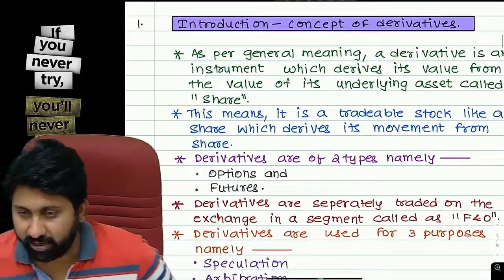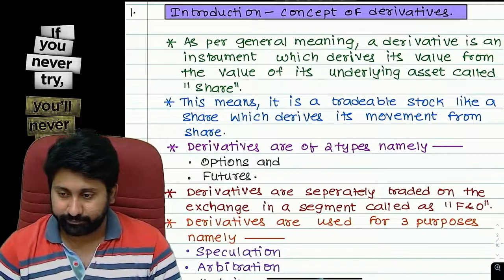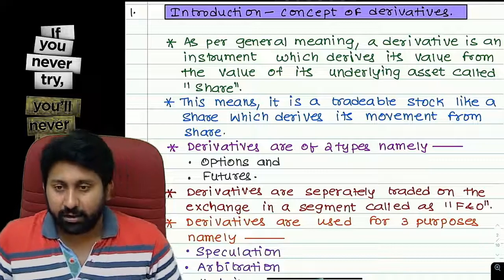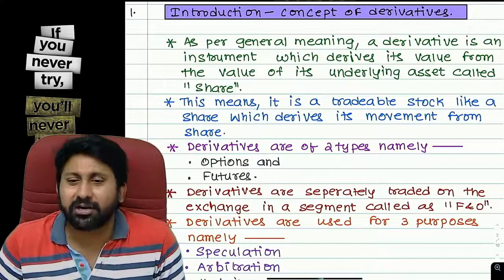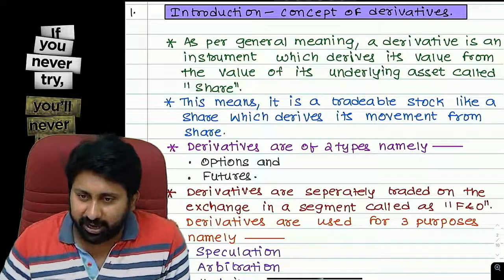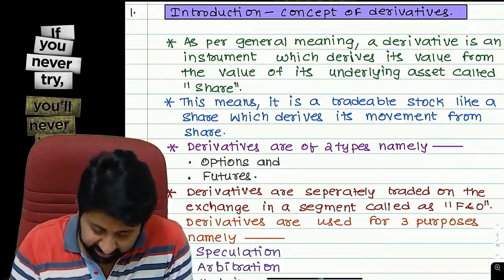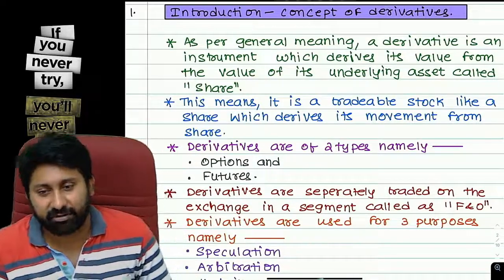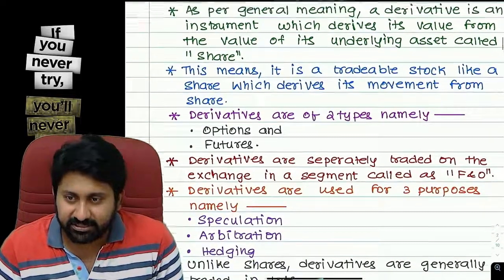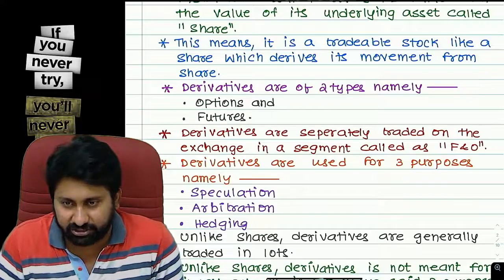Okay. From here, let us start with the introduction to the concept of derivative. As I already said, in general meaning, a derivative is an instrument which derives its value from the value of its underlying asset, such as a share. A commodity is also an underlying asset; I have written share. This means it is a tradable instrument which derives its movement from the share.